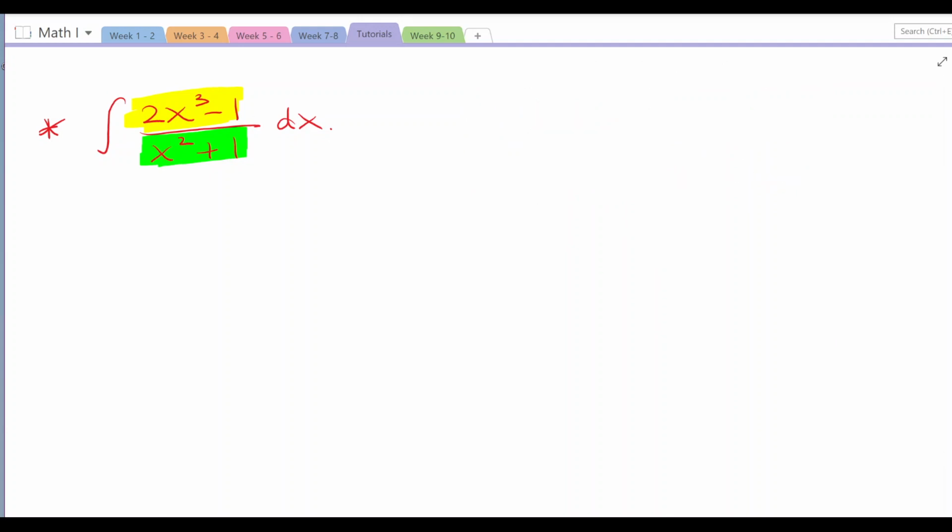In order to start with the long division, we can do it on the side like this. Let me write it here: 2x to the power of 3 minus 1, divided by, just like any other division that we learn in school, x squared plus 1 equals something.